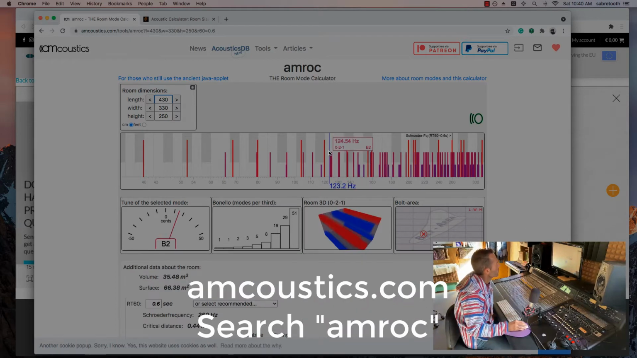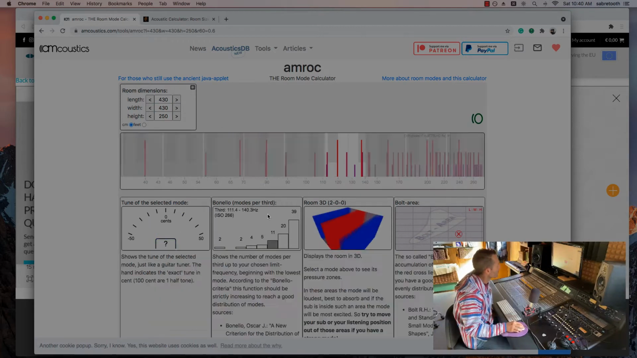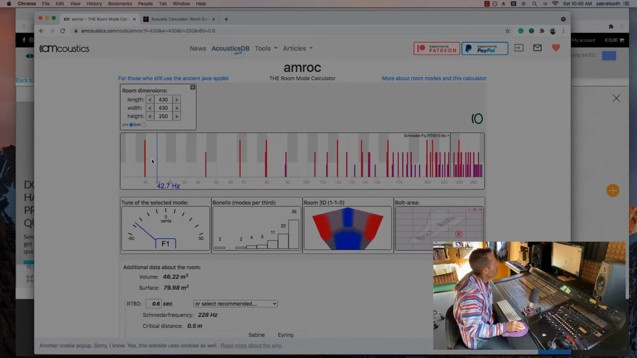The worst thing you can do pretty much is to make two dimensions the same or a multiple of. So for example, if this was also 430 centimeters, it changes our pattern of modes quite a bit, and what we're looking for is just an even distribution all the way up, evenly spread out. They'll get more and more dense as it goes up.